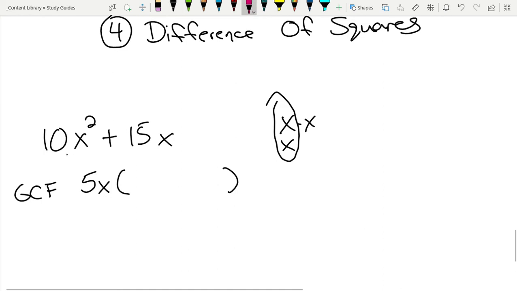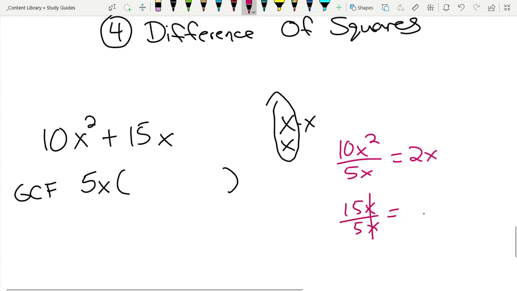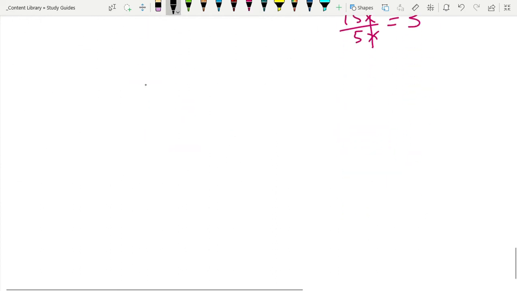Now to get your insides, you divide your original by your GCF. So 10x squared divided by 5x is equal to 2x. 15x divided by 5x, x's cancel, is equal to 3. So you get 2x plus 3. Now my leftovers, I check, is it factor by grouping? No. Can I use a diamond on this? No. Is it a difference? No, because there's an addition. So GCF was the only thing.